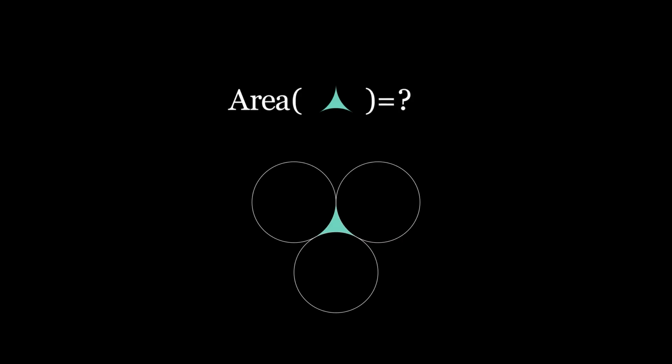Have you thought about the answer? No? Okay. One way to find this area is to realize that the centers of the circles can be connected with lines to form an equilateral triangle with a side length of 2. The area of this equilateral triangle can easily be found to be equal to square root of 3.